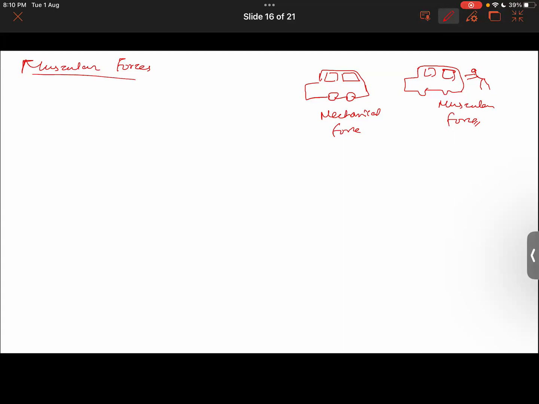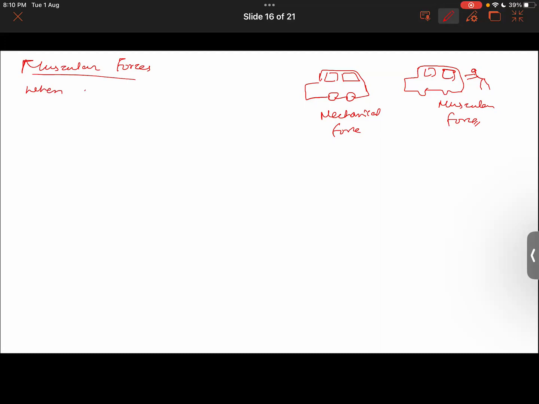Yeah, that will also be an example of muscular force. Or if a man was trying to pull or push a cow, that is also an example of muscular force basically. Or if an elephant was to try to pull a log of wood, that will also be an example of muscular force, right?